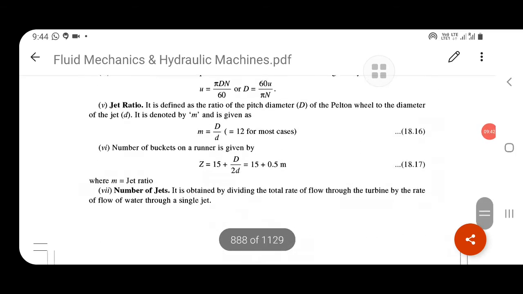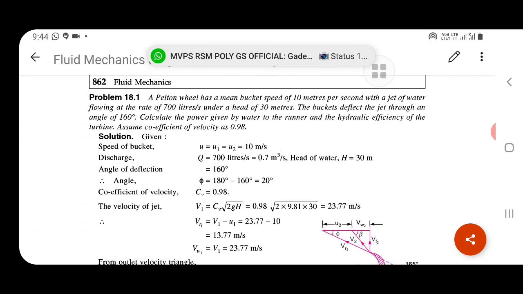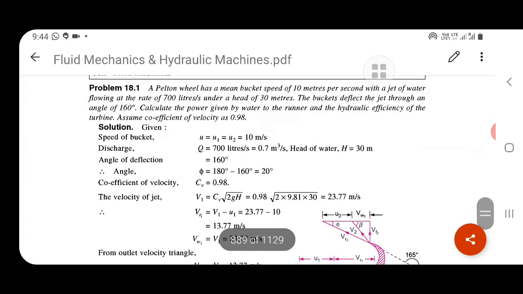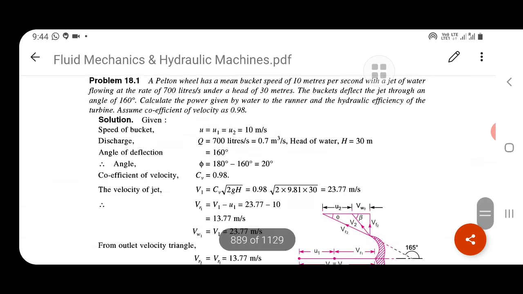So let's see the problem. The first problem: in a Pelton wheel the mean bucket speed is 10 meter per second, with a jet of water flowing at a rate of 700 liter per second under a head of 30 meter. The bucket deflects the jet at an angle of 160 degrees. Calculate the power given by water to the runner and the hydraulic efficiency, assuming the coefficient of velocity is 0.98.